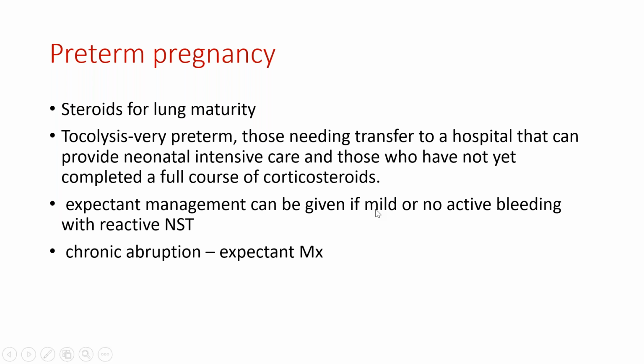Expectant management is given to the mild cases, where there is no active bleeding and there is a reactive CTG. In chronic abruption cases, expectant management can be done, where the abruption was unnoticed, and now the mother is stable and the fetus is moving. You can do the expectant management.